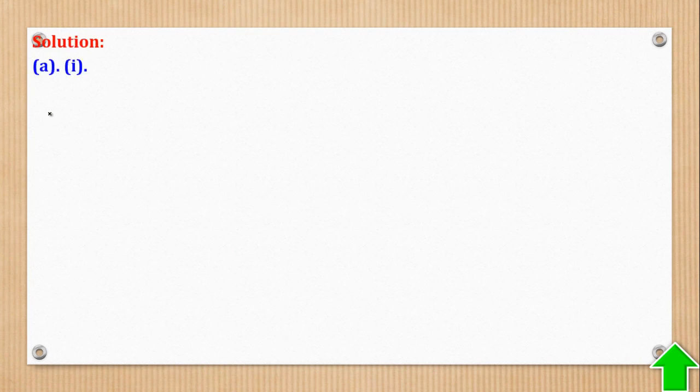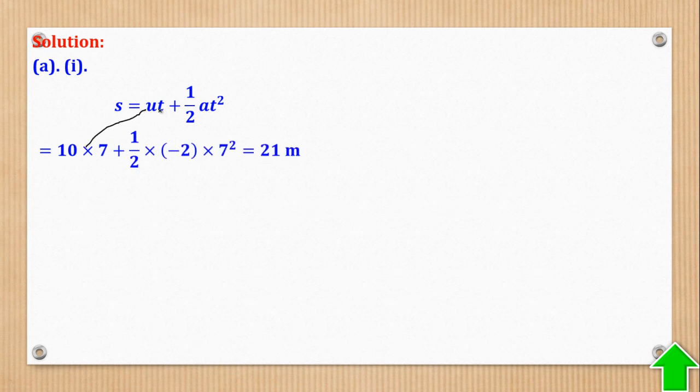So we shall come here and say that for Roman 1, we shall use the first equation of motion and substitute for u, the initial velocity, t, the time taken, and the acceleration, negative because it's a deceleration, to get the displacement they wanted.